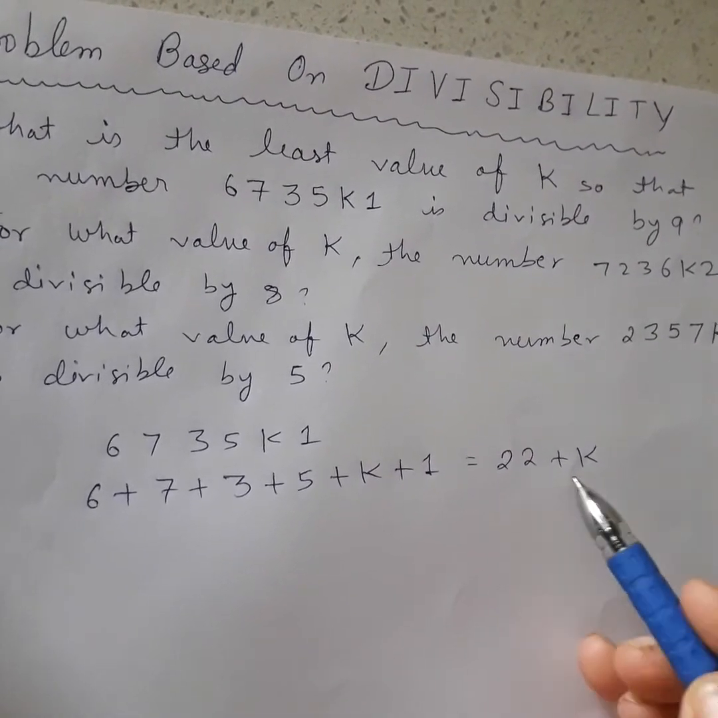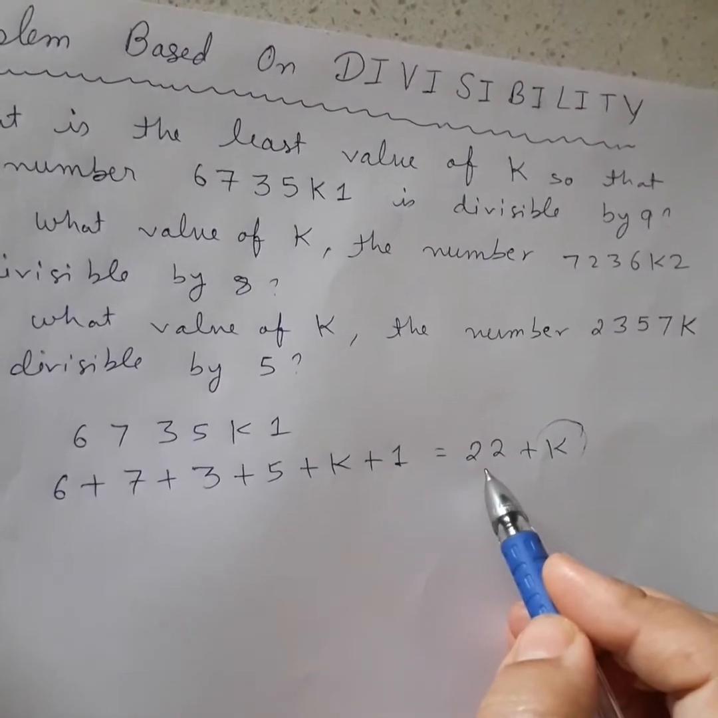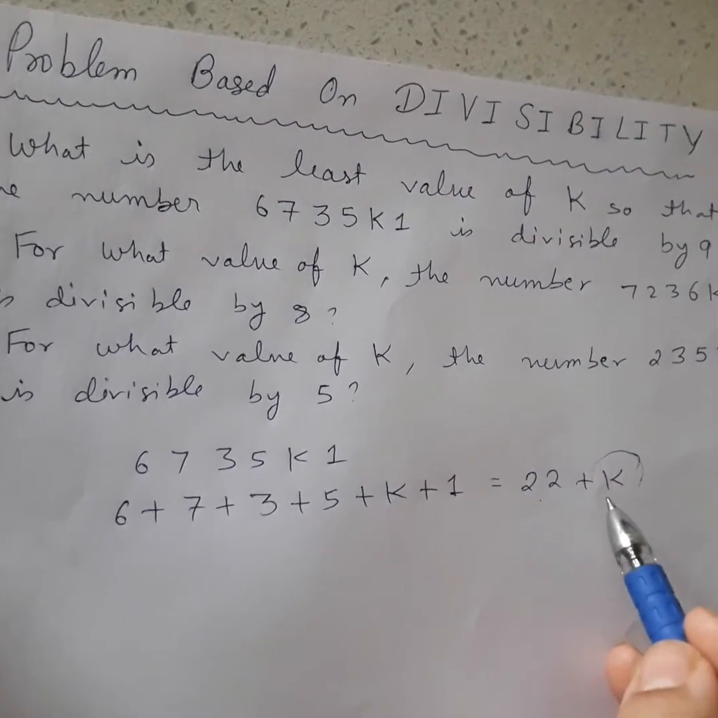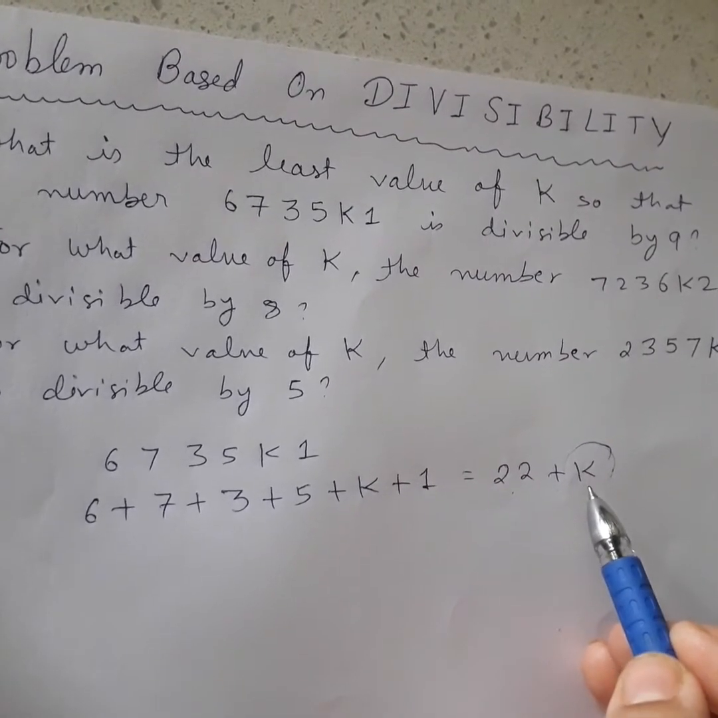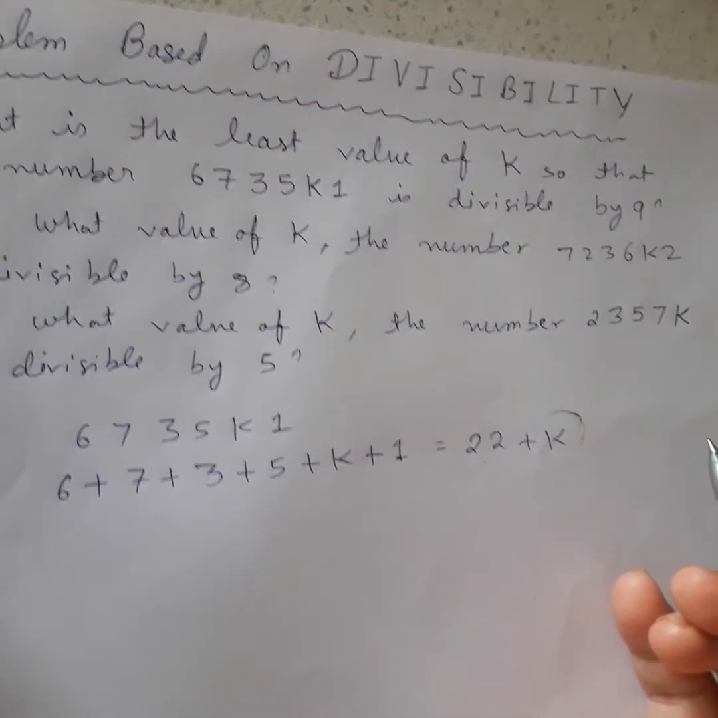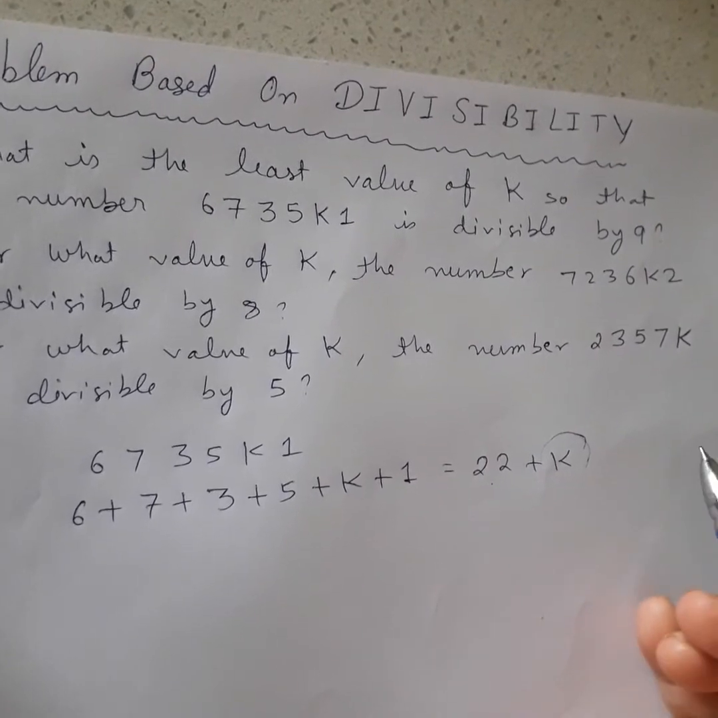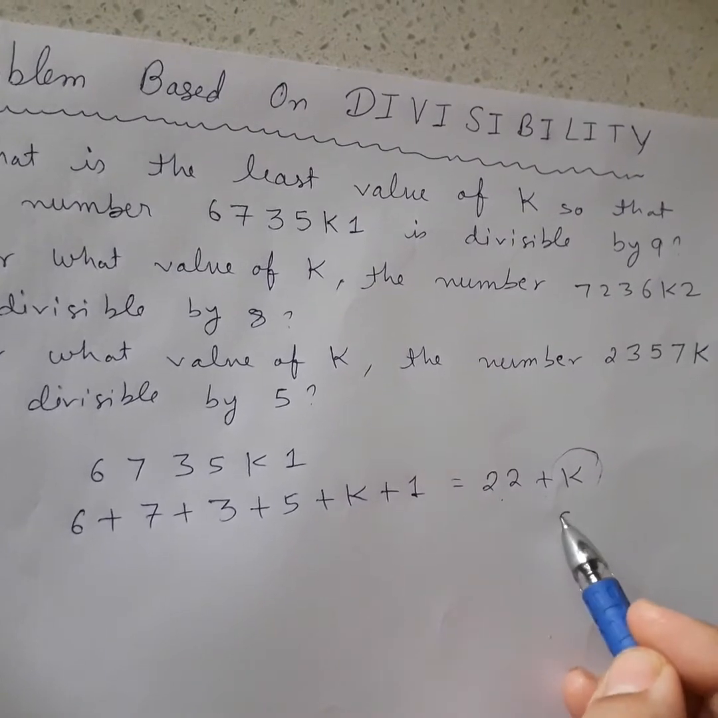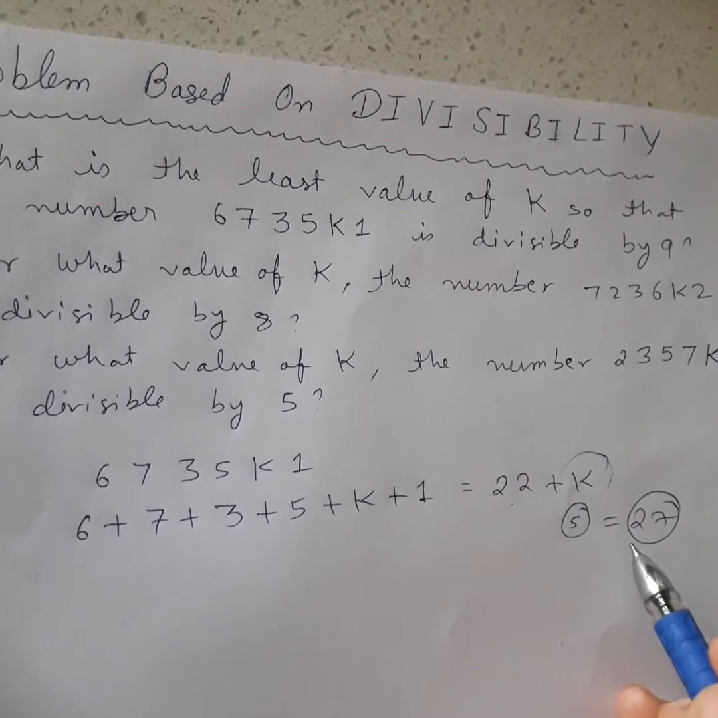Now what will be the least number greater than 22 so that it can be divisible by 9? If we take 22 plus 1, 23, no, it's not divisible by 9. 22 plus 2, 24, it is also not divisible by 9. 22 plus 3, 25, that is also not divisible by 9. 22 plus 4 is coming 26, that is also not divisible by 9. If we take 22 plus 5, it's coming 27, that is divisible by 9.